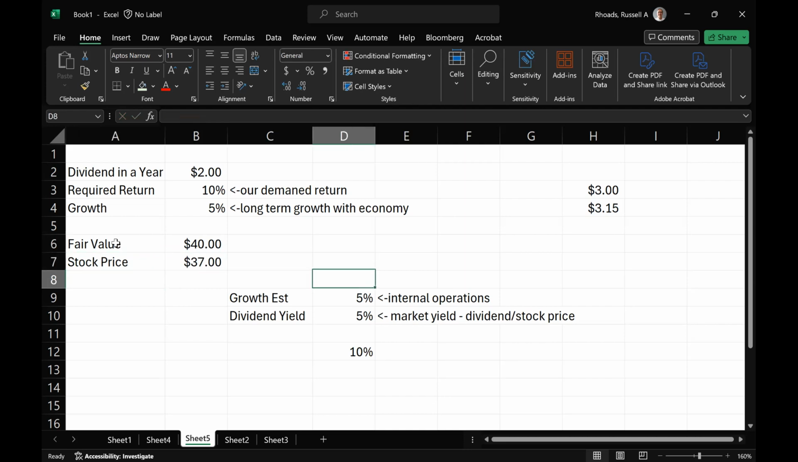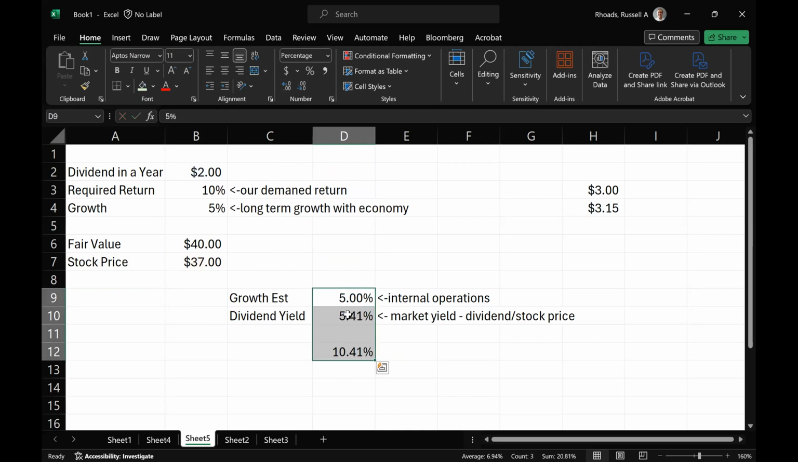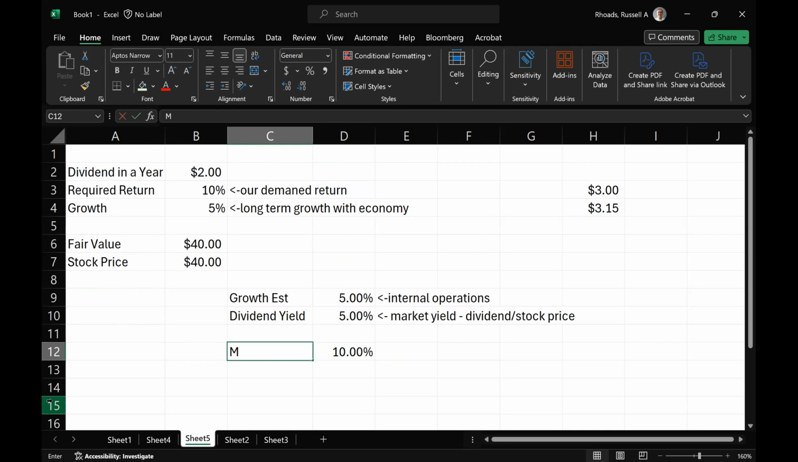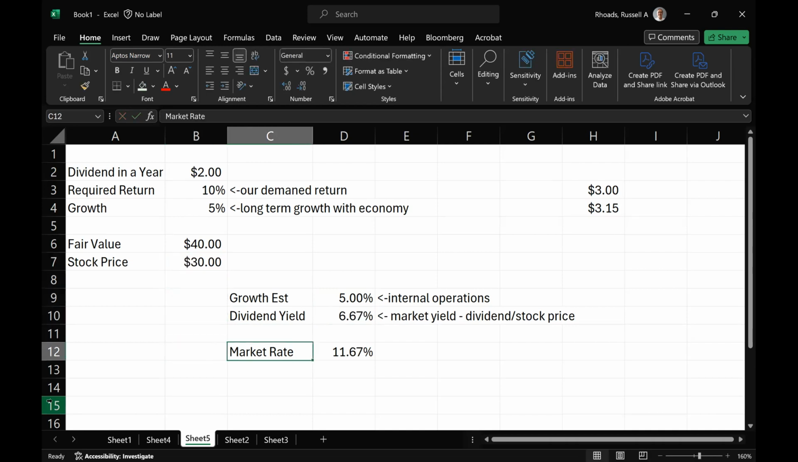Well, if we've got a stock price of $37 and a dividend of $2, and a long-term growth rate of 5%, I think I need to go out some digits here. So before, when the stock was at 40, the market rate of return is 10%: a 5% growth rate and then a dividend yield of 5%. If the stock suddenly drops from 40 to 30, that means the market is now demanding an 11.67% return.